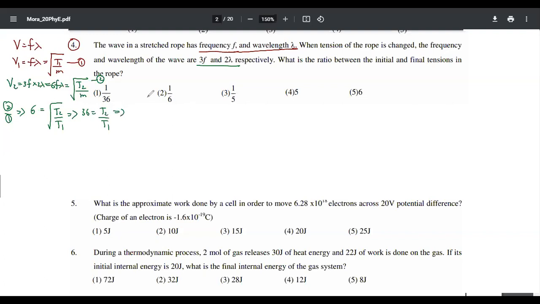But the question is about initial and final. So T1 over T2 is equal to 1 over 36. And simple again, first answer. Okay, should not be wasting a lot of time for this.